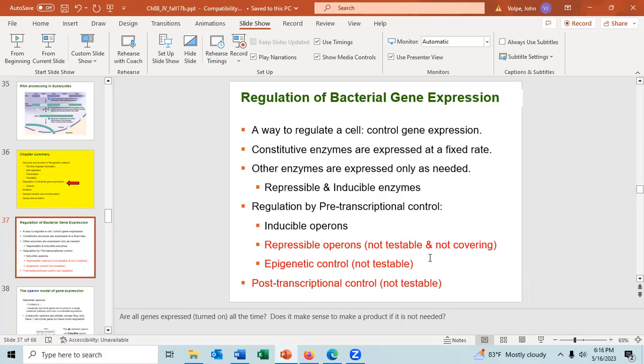And this is a gene which is normally turned off. When the gene is needed, it is turned on. And if a gene is not needed, it doesn't make sense for the cell to make the gene products. Why bother making the gene product if you don't use them? They're not needed, and it only costs the cell energy to make the product. So it actually turns the gene off. And that's what an inducible operon does, and we'll give an example of an inducible operon.